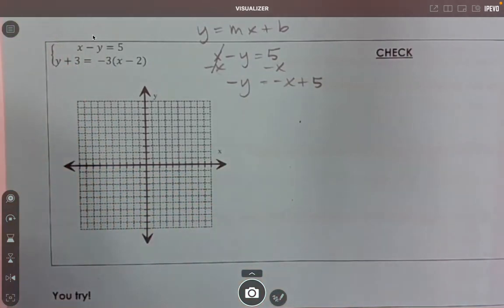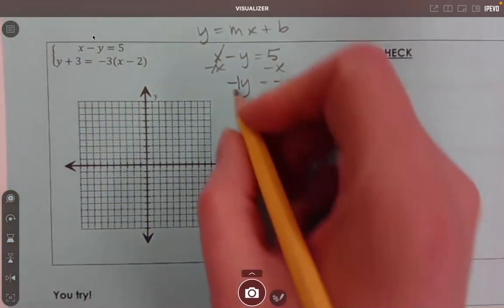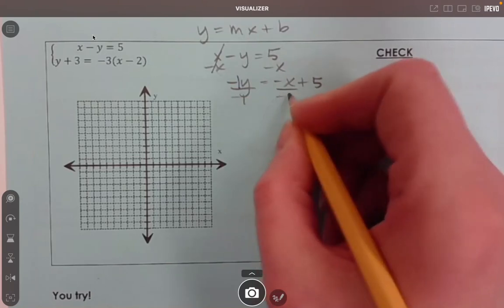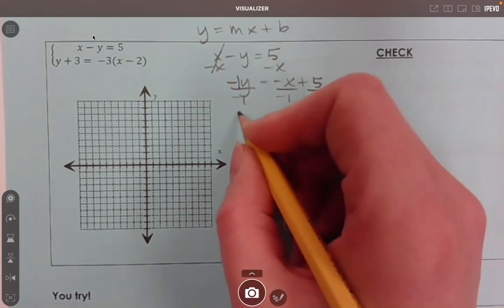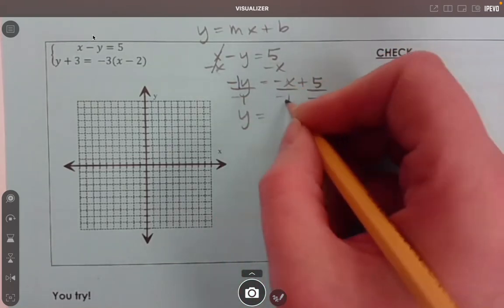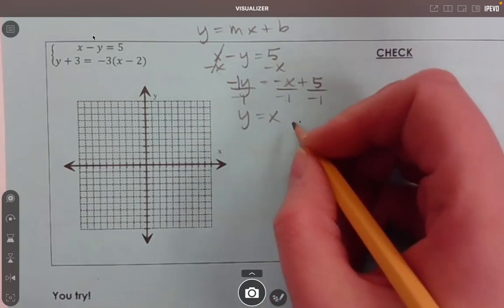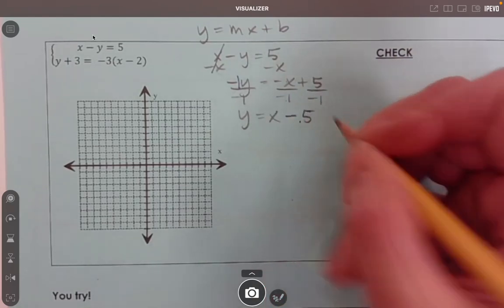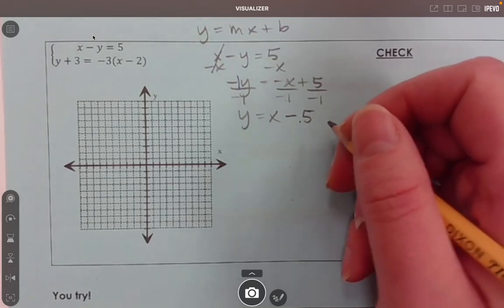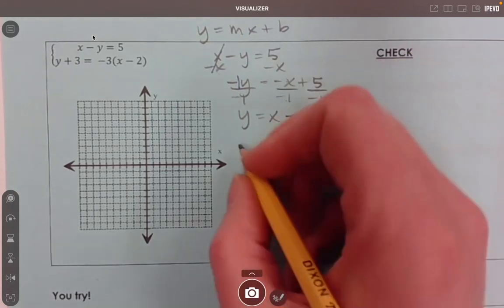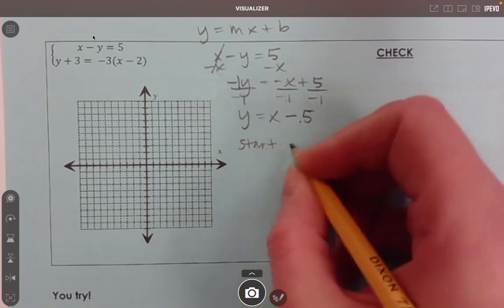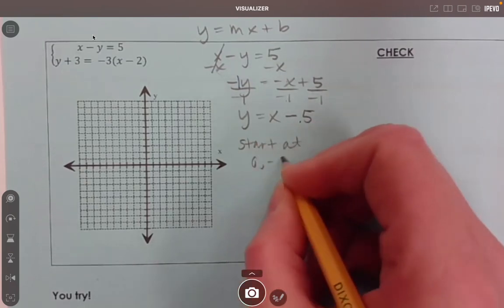And then it's really like a -1 in front of this y. And I need to go through and divide everything by that -1 so that I'm working with a positive y instead. So now I have y equals, negative divided by negative is a positive x, and 5 divided by a -1 is a -5. I could either write plus -5 or -5. Those are both fine. So we're going to start at 0, -5.